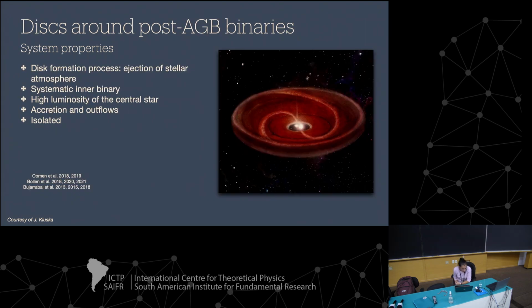Okay, so what are the properties of disks around the post-AGB binaries? Of course, there's a formation of a disk after the ejection of a stellar atmosphere. Automatically, we have an inner binary. We have high luminosity of the central star, because I told you it could be up to 30,000 Kelvin. There's accretion and outflows, because it's not a steady system. Of course, the inner part of the disk will interact with the binary inside. And they are isolated, in the sense that it's not a crowded field of binaries, because if it was, you would have the other stars interacting with your system.